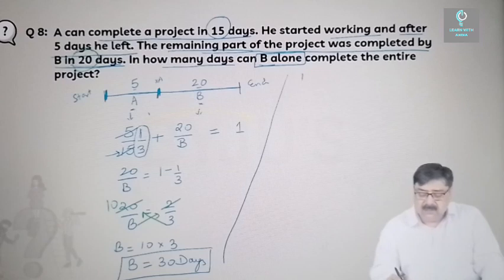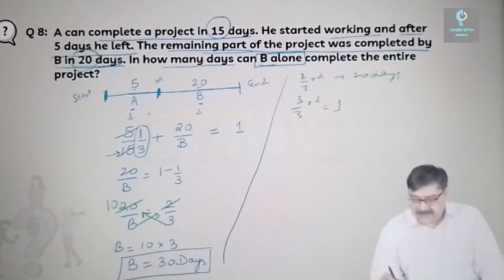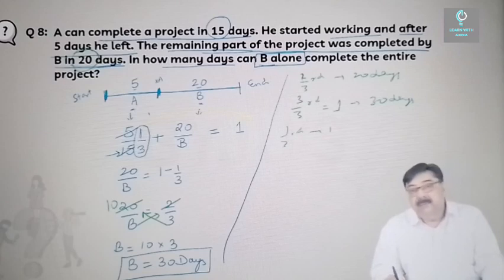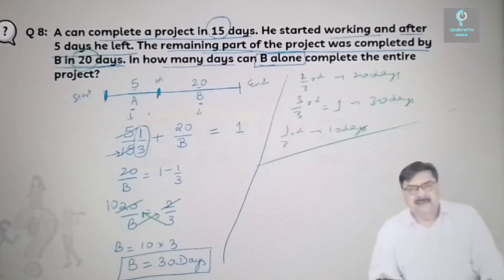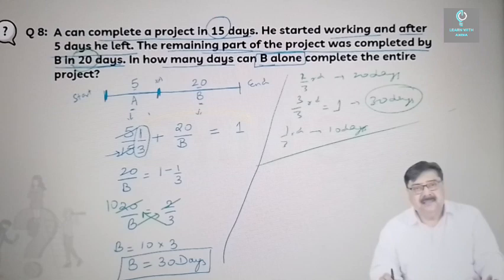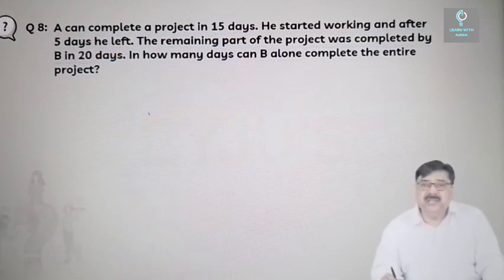So simple, no? 2/3, 20 days. So 3/3, 3/3 is what? One full work in 30 days. 1/3 would have been 10 days. So simple proportion I'm taking here. Alright? So still we get 30 days as a duration in which B alone can complete this project.